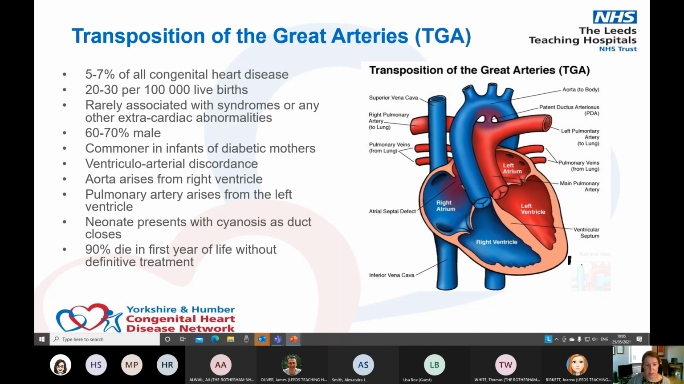And it's really important that this is diagnosed in fetal life, because babies that have a restrictive atrial septum, so a very small interatrial communication, can get critically ill very, very quickly in the first few hours of life. And we recommend that these babies are born in Leeds so that they can have atrial septostomy performed very, very quickly.